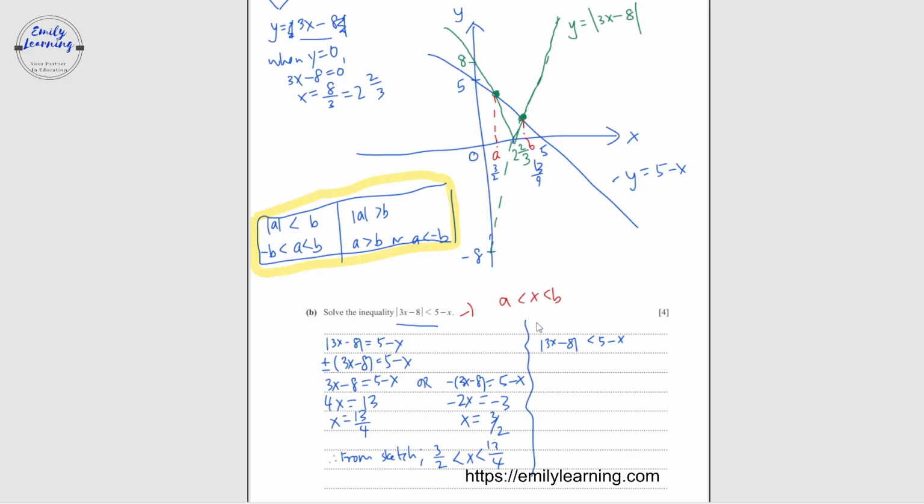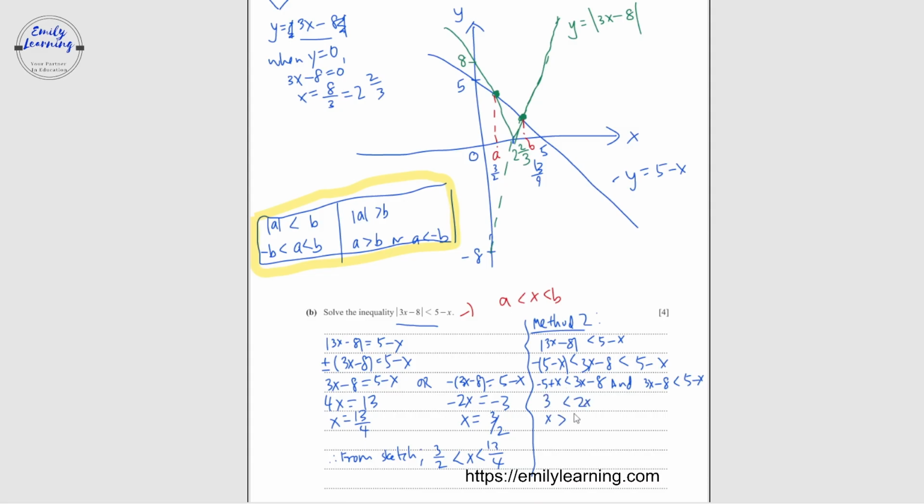This is method 2. Because it's lesser than, I know that 3x minus 8 is in between negative 5 minus x and positive 5 minus x, right? When it's in between, you can switch it into "and". So I will solve minus 5 plus 8 lesser than 3x minus 8, and 3x minus 8 lesser than 5 minus x. So I will have 2x then 3.